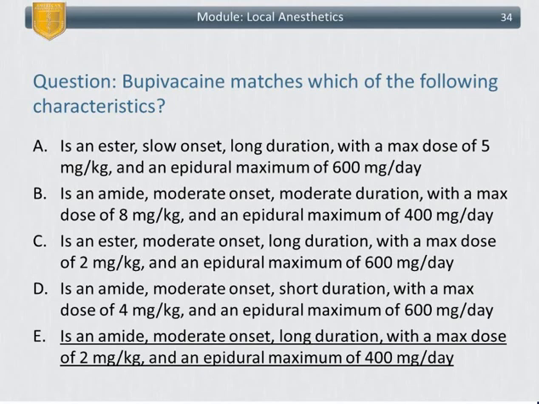That's the answer. It is an amide. It's moderate onset, long duration, maximum dose of 2 milligrams per kilo, very important to know that, and an epidural maximum of 400 milligrams per day. Also important to know if you're the one that is running epidurals on post-op patients.